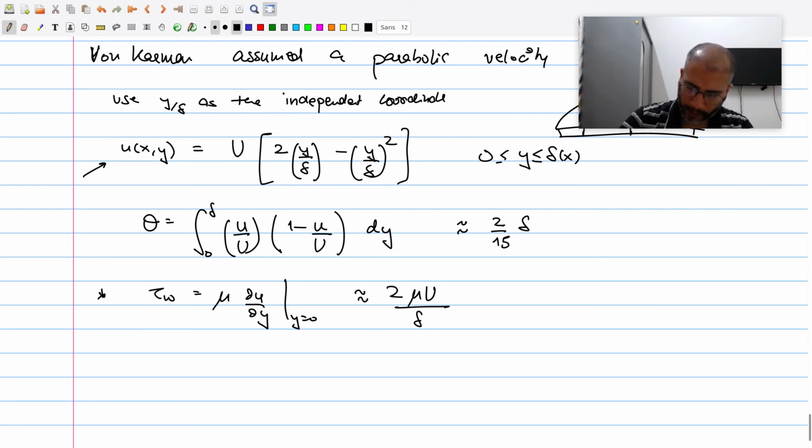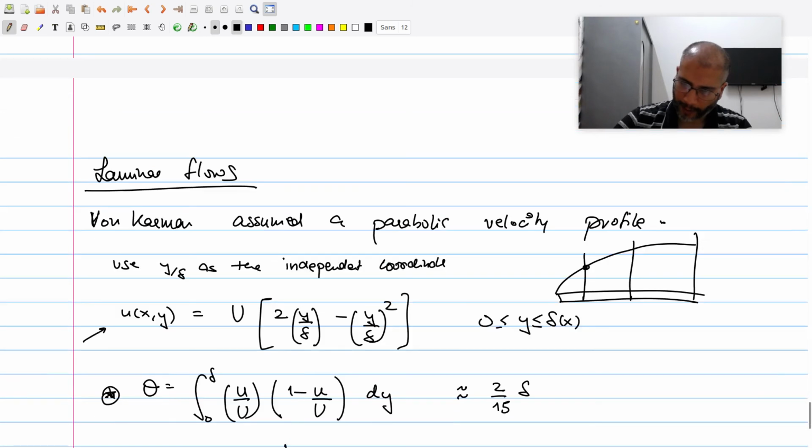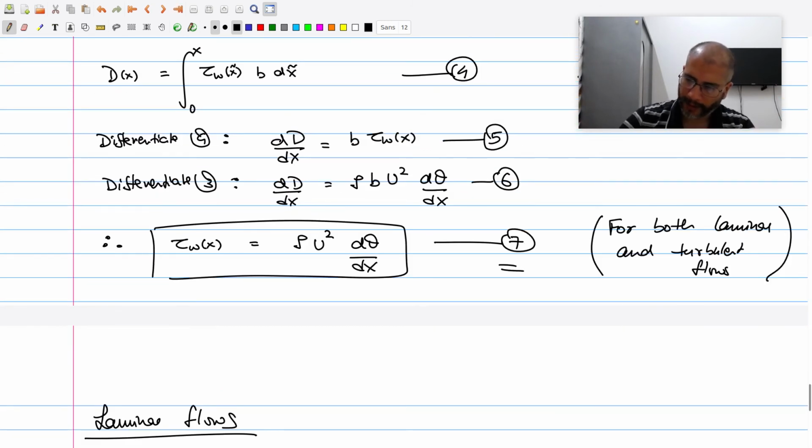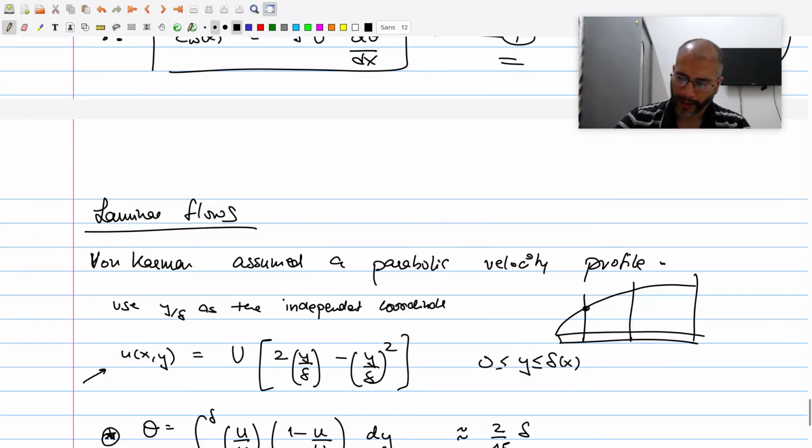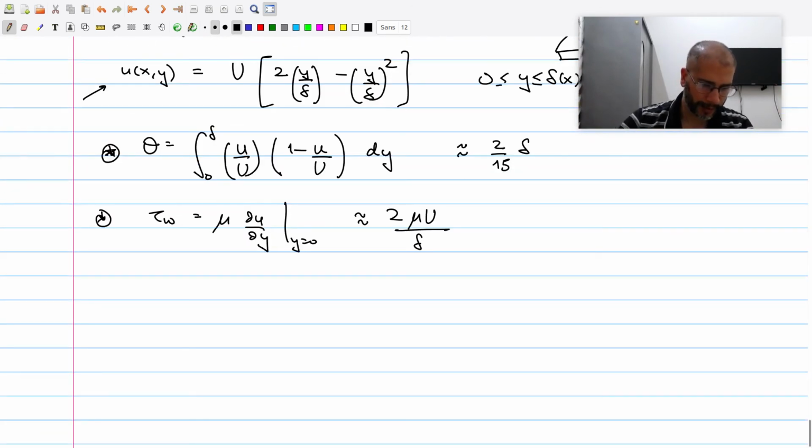Right, so we have found both tau wall and theta, and if I go up and show you this relation that we had, number 7 was a relation between tau wall and d theta by dx. So what I can do is substitute my tau wall and theta expressions here. I'll have to differentiate my theta in terms of x, and what that will give me is an equation for solving for delta. Let's see. On the left hand side of 7, I had a tau wall. So tau wall is simply 2 mu u by delta.